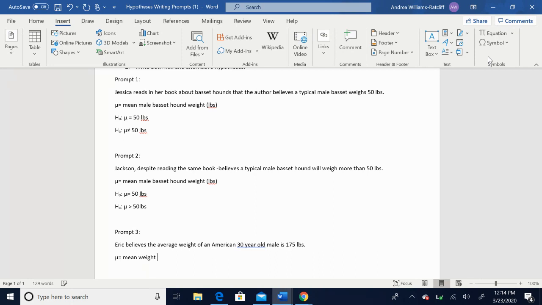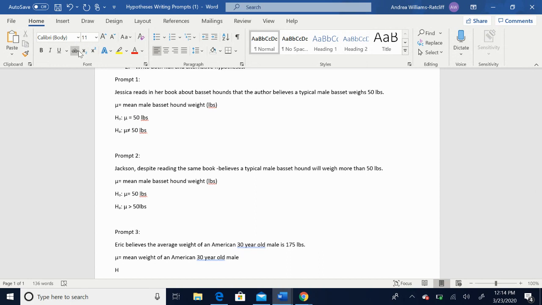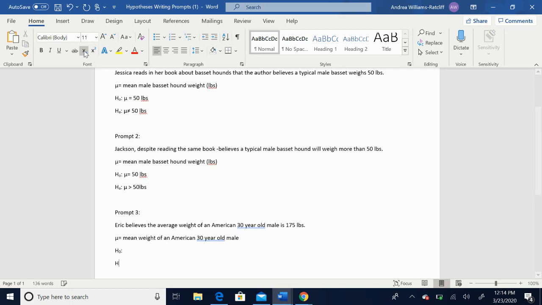of an American 30-year-old male. Okay, and our two hypotheses, we can go ahead and set those up. Our null and our alternative.